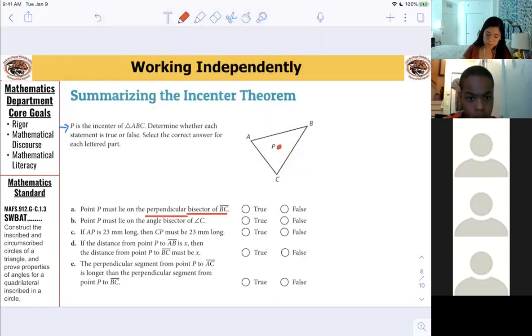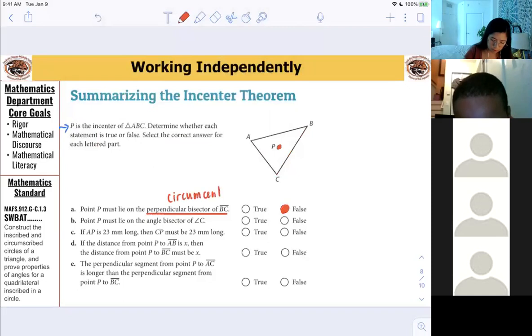It's false because remember that a perpendicular bisector would not make the in-center. What would that make? The circumcenter. Circumcenter, exactly. So this only works if you're trying to look for the circumcenter. All right, B. Point P must lie on the angle bisector of angle C. Yes, that's true. Angle bisector.